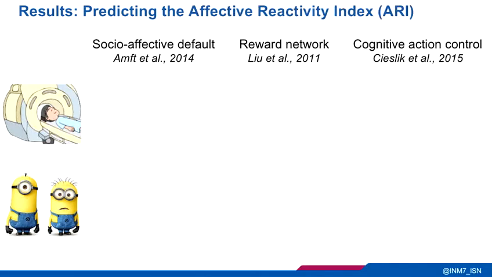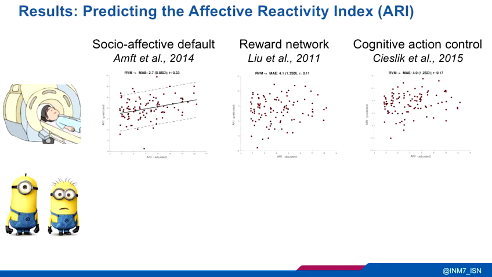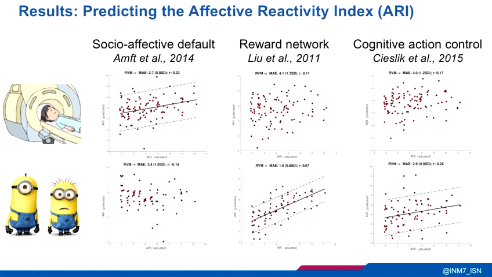So what happens if we look at something like the affective reactivity index? Well, in this case, we see that it's not predicted by the cognitive network, not predicted by the reward network, but predicted by the social affective default network at rest. And this fits well with the great literature on the relationship between default mode connectivity and social cognition. Interesting now, though, if we look at the movie data, all of a sudden there's a very strong predictive power of the reward network rather than the default mode network.